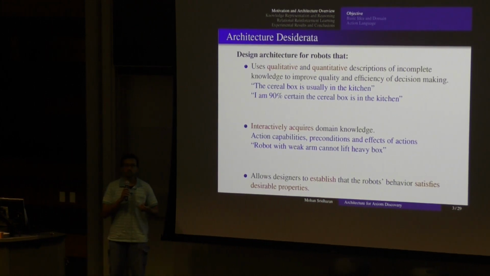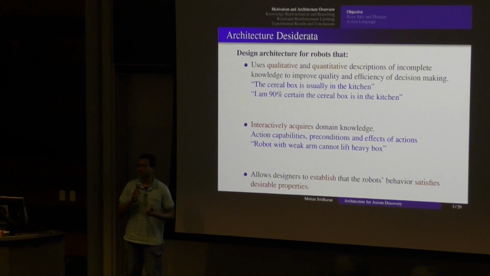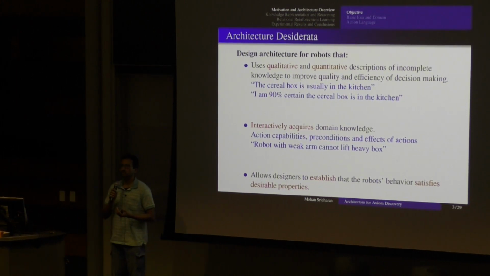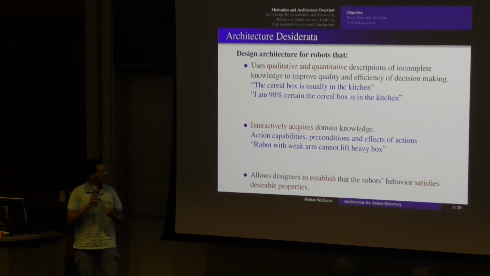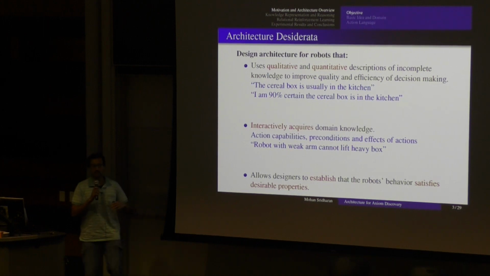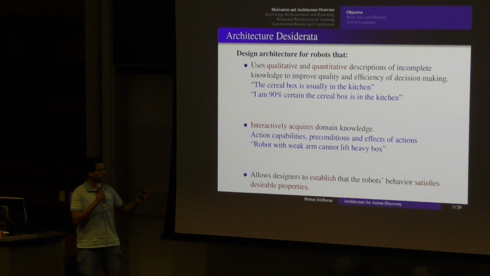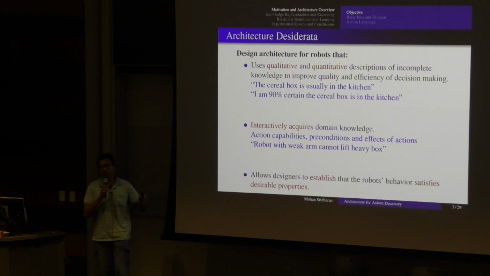But in addition to that, because I'm dealing with incomplete domain knowledge, I'm also going to add that I want to interactively acquire domain knowledge and be able to either augment or revise the existing knowledge. When I talk about knowledge here, I'm primarily talking about the preconditions and effects of actions and action capabilities, such as a robot with a weak arm cannot lift a heavy box. How do I figure things like this? And all the way through, though I won't talk about this here, it's there in the papers, we want to be able to establish that the robot's behavior satisfies certain desirable properties.